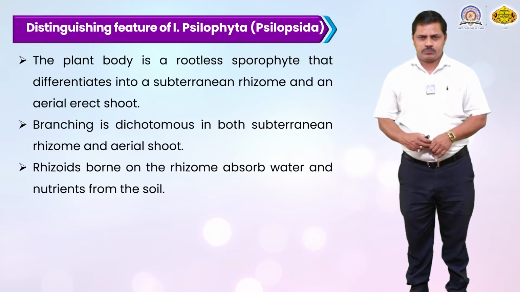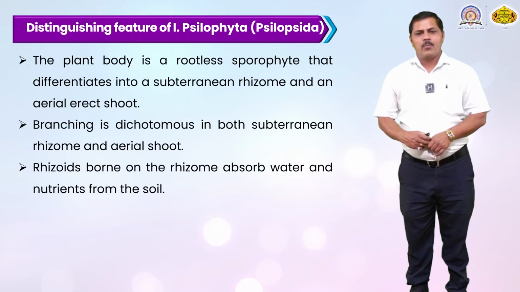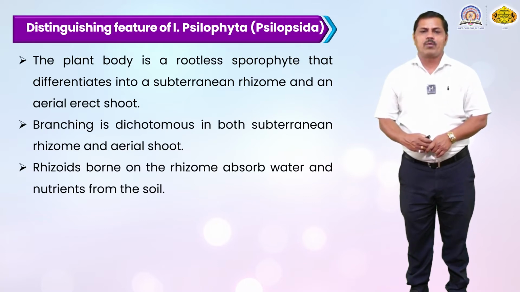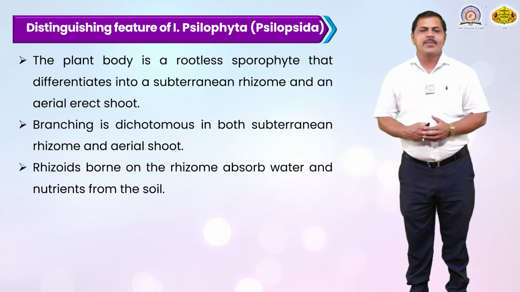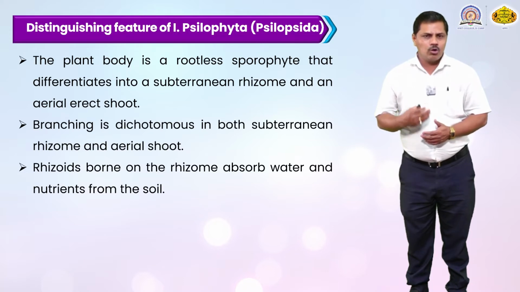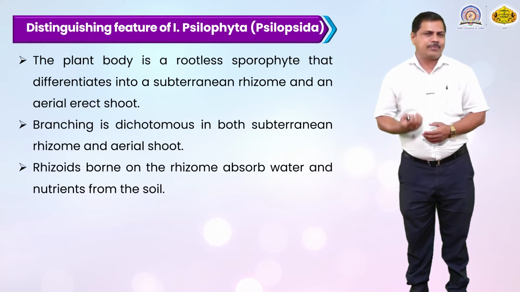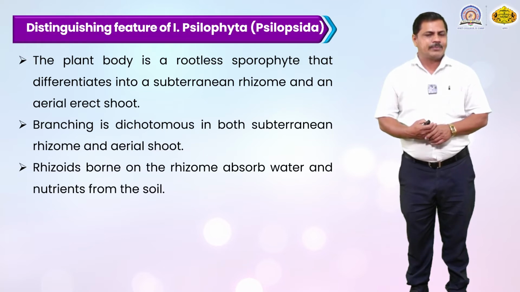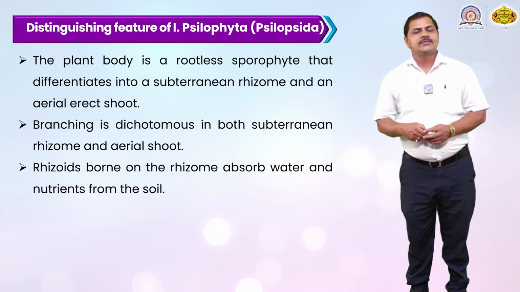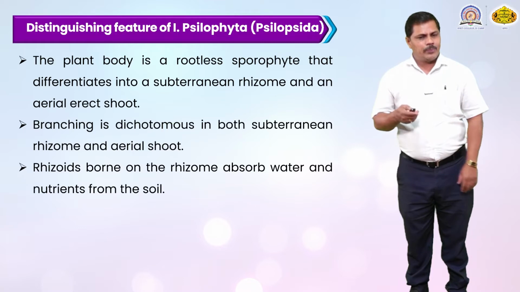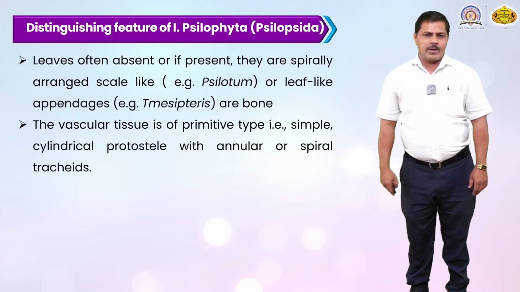aerial shoot. The rhizoids, born on the rhizome, absorb water and nutrients from the soil. Rhizoids can be born inside the soil and develop during the development of this plant, absorbing water molecules and minerals from the soil, which is very essential, and they can propagate into new individual plants.